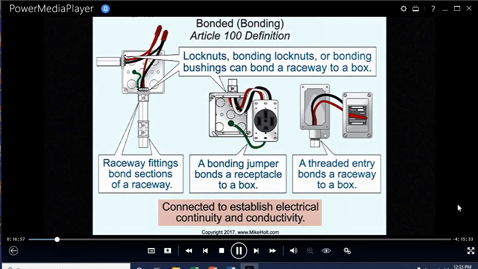Bonded. Okay, now we're starting to get into bonding and grounding, some of the meat. This is real important. Bonding: connected to establish electrical continuity and conductivity. So you can see that this raceway has a bonding bushing and a bonding jumper connecting this raceway. And I can't even think of an application. Well, maybe in a hazard classified location, that would be required. Okay, that's bonded. We even have a bonding type locknut here.